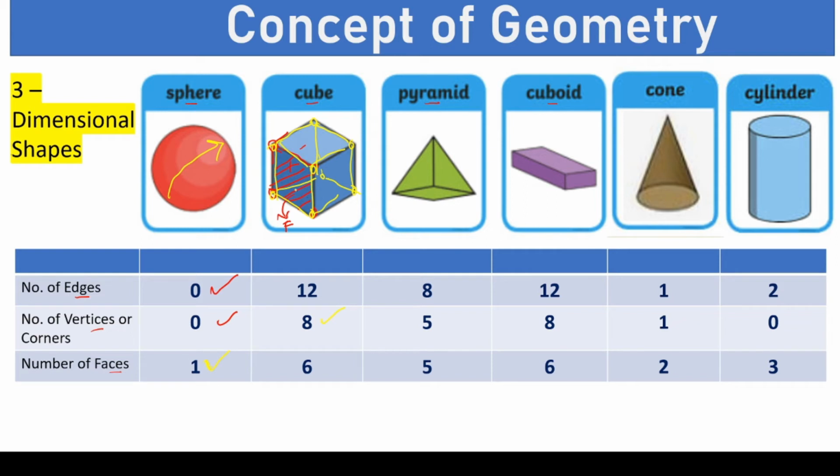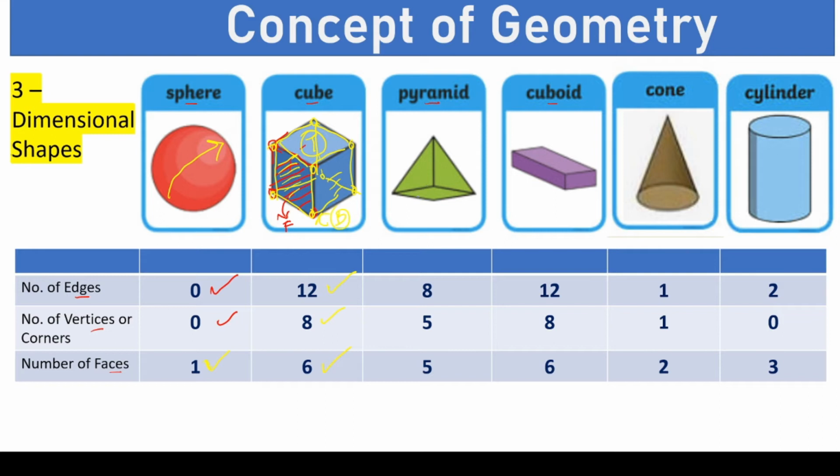So 3 times 4 which is equal to 12 and finally the number of faces. So there are 4 on each of the sides and there is a top face and there is a bottom face. So in all there are 6 faces.